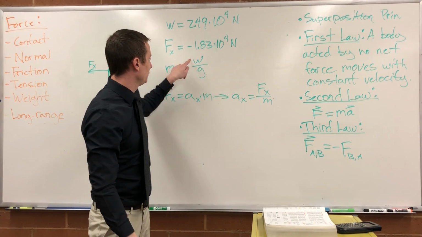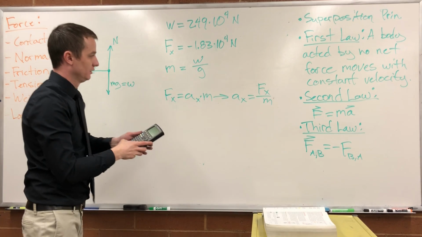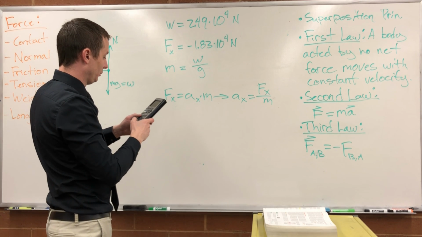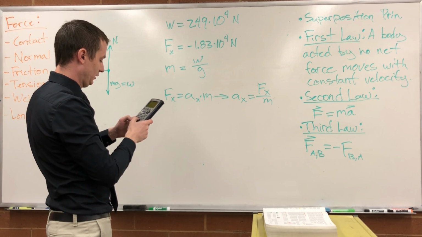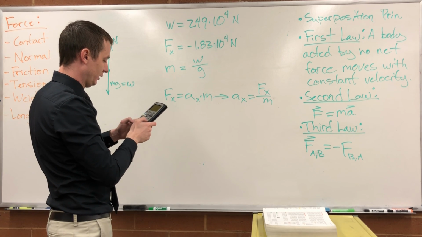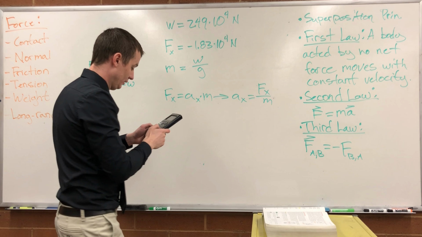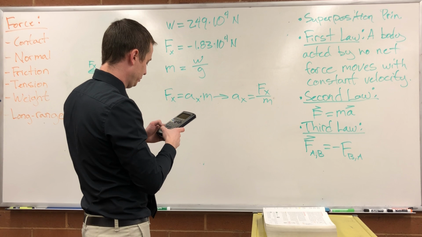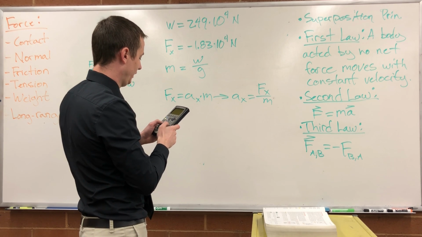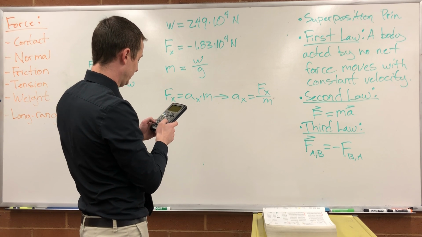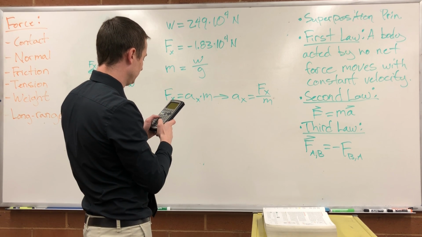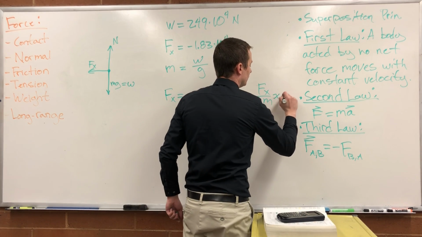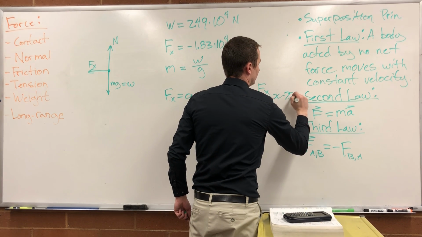So I can just take Fx divided by w multiplied by g, and we should be good. It's exactly what you just said. So we have negative 1.83 times 10 to the 4. So that was Fx. And we're going to multiply that by 9.8. And we're going to divide that by 2.49 times 10 to the 4. And it comes out to negative 7.2.